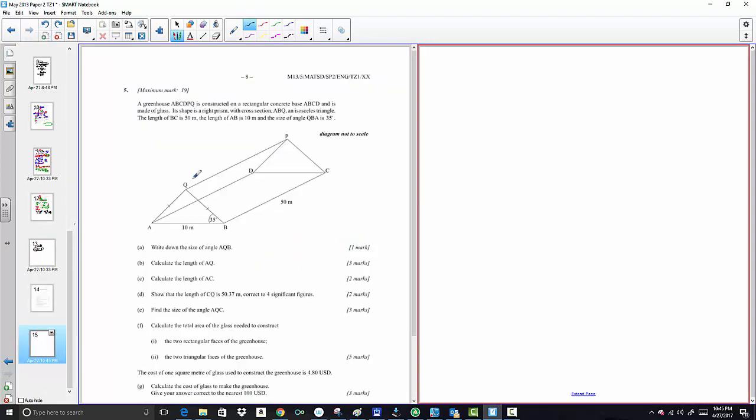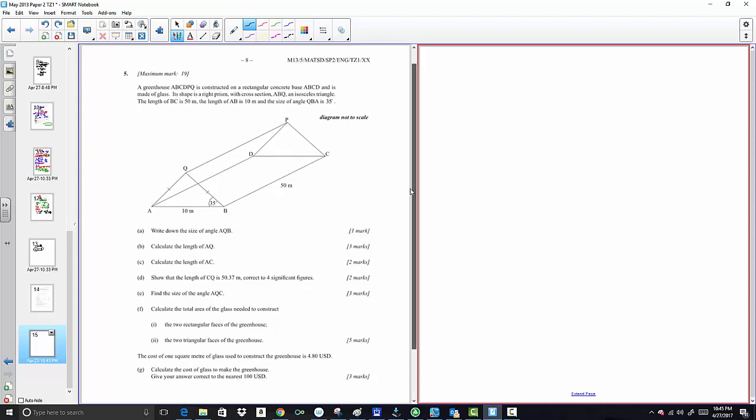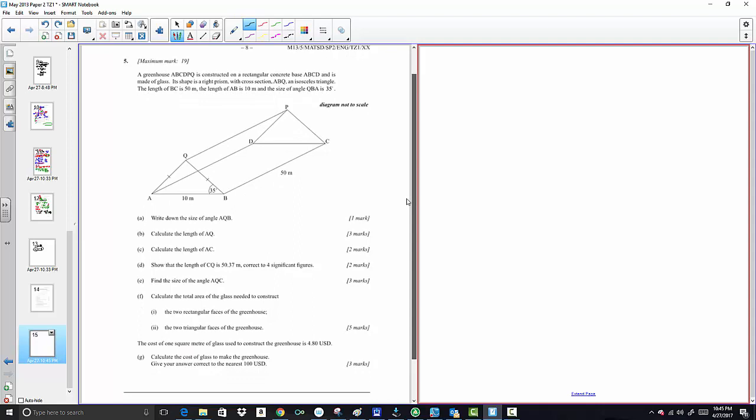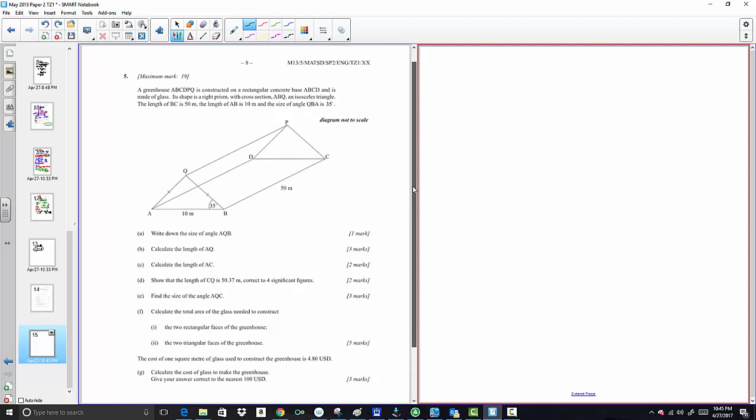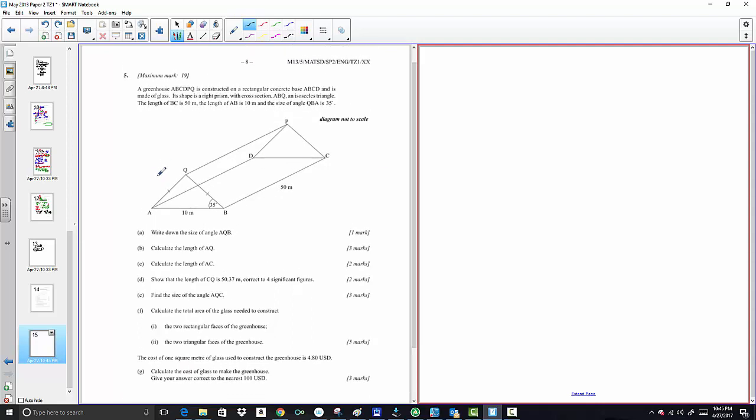Alrighty, number 5. This is the final question on this test, which I'm really relieved, right? I'm sure you are too. This looks like a rectangular prism thingy here. This is a triangular thing. So we're going to actually figure this out.